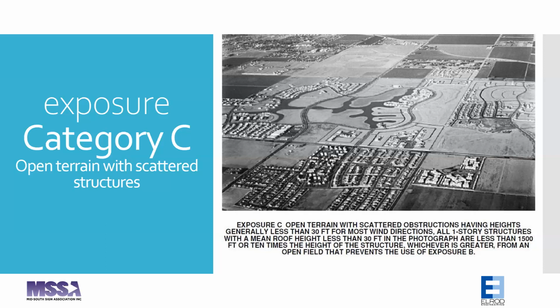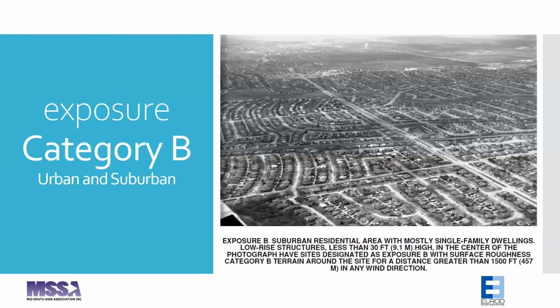Exposure category C can be considered the default setting, open terrain with scattered small structures. Exposure B is a more built up area. You can see from the photograph, typical suburban area. This built up area, because you have a consistency of one single, maybe 2-story split level type buildings, is more consistent. So this disrupts the flow of the wind, and therefore that turbulence that's created is slowing down the wind, and therefore the wind load that's applied to a sign can be reduced slightly.